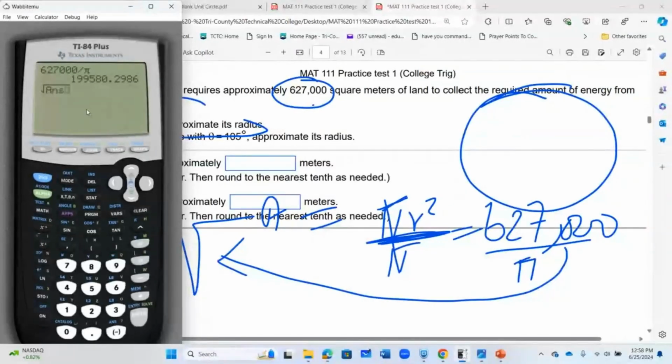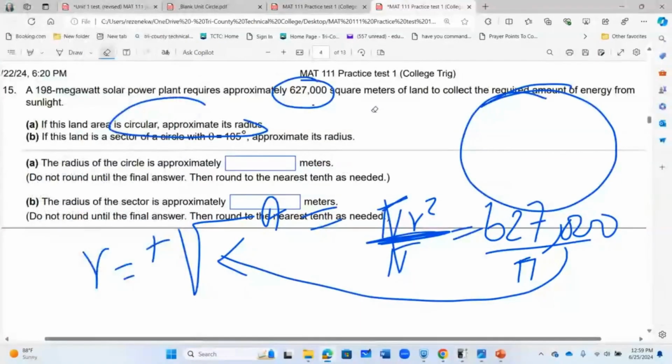I'm told to leave my answer to the nearest tenth. So I hit enter. My answer to the nearest tenth is 447.7 meters. Therefore, the radius of that circular land is 447.7 meters, because I'm told to leave my answer in meters. And by the way, I'm looking for the radius, not the area. Area is in square meters, but radius is in meters. So this is not bad, because some people complained last year that the question was difficult.